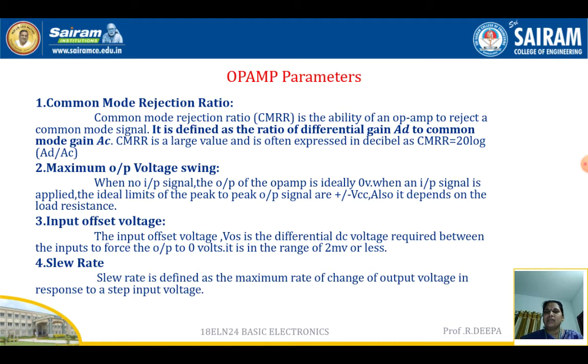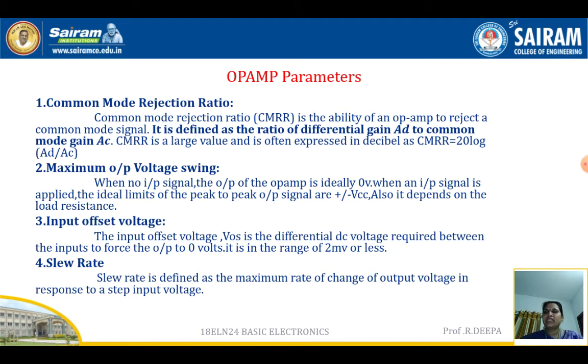The first parameter, as we have seen already in the characteristics of an op-amp, is the ability of an op-amp to reject the common mode signal. That is, it is the ratio of the differential gain to the common mode gain, and it is infinite in the case of an ideal op-amp. It is represented as 20 log of AD divided by AC, where AD is the differential gain and AC is the common mode gain.